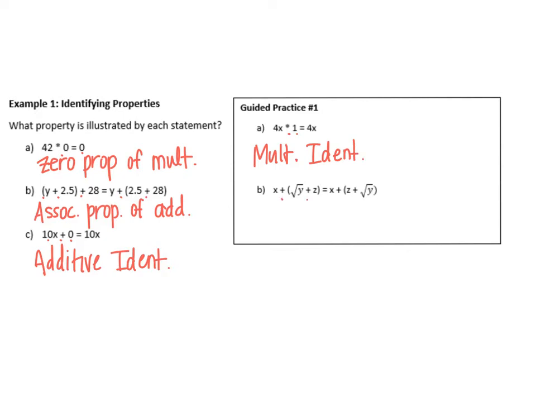B, I'm adding and I'm changing the order of the group. I know there's groups and you think associative, but you've got square root first and then you've got last in the second one. So that's actually going to be the commutative property of addition.